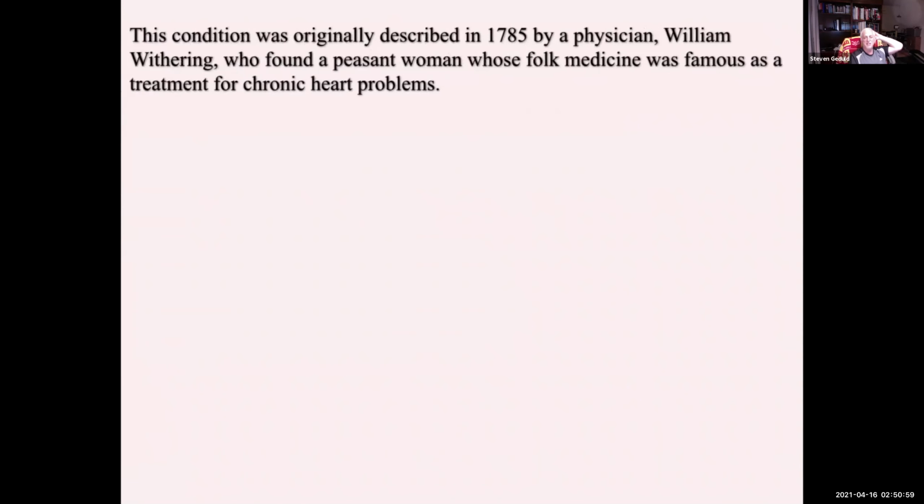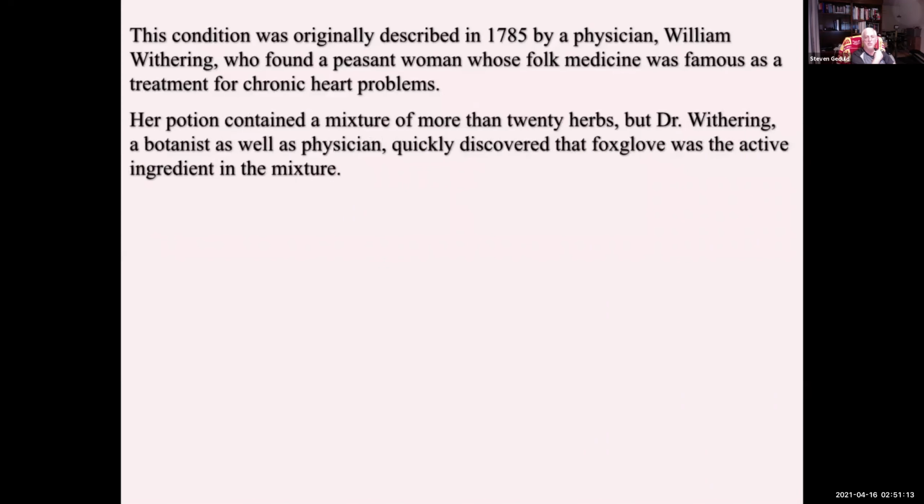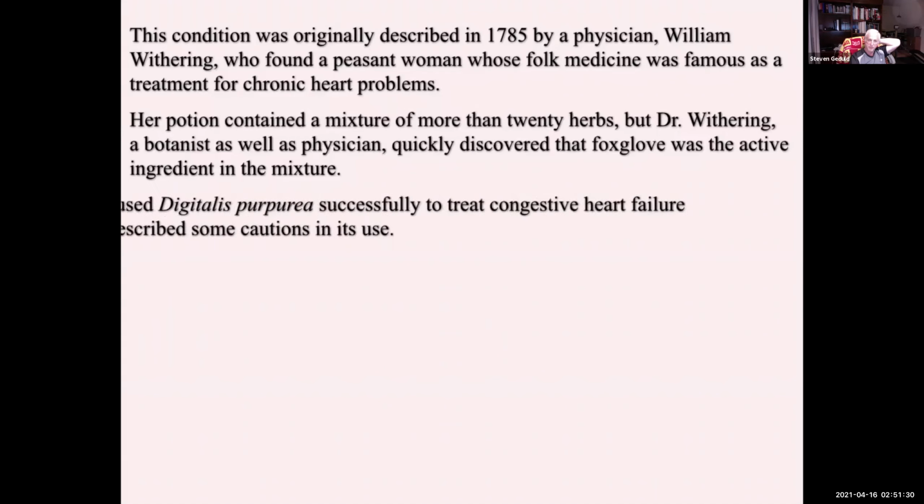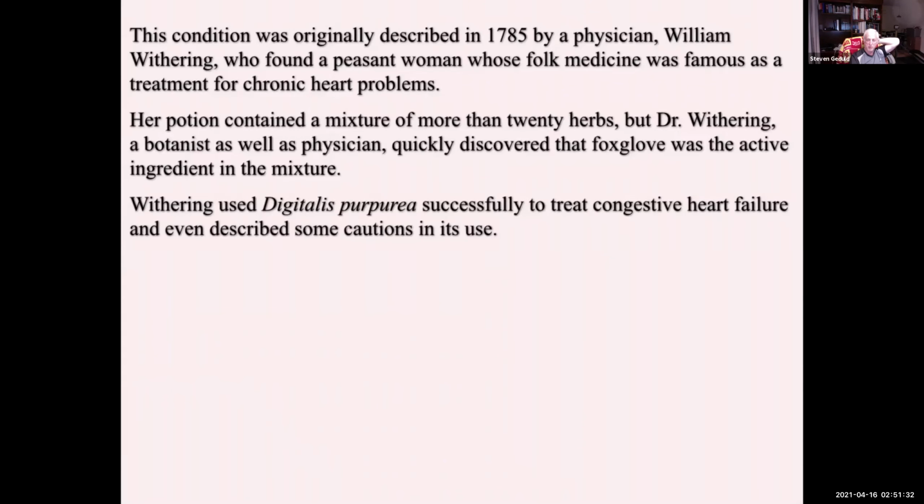Okay, this condition was really described in 1785 by William Withering, who found a peasant woman whose folk medicine was famous as a treatment for chronic heart problems. She was using foxglove. Her potion contained a mixture of more than 20 herbs, but Dr. Withering, a botanist as well as a physician, quickly discovered that foxglove was the active ingredient in the mixture. That's what was causing the success in getting the heart to beat stronger and prolonging a patient's life with congestive heart failure. Okay, he used digitalis purpurea successfully to treat congestive heart failure and even described some cautions in its use.